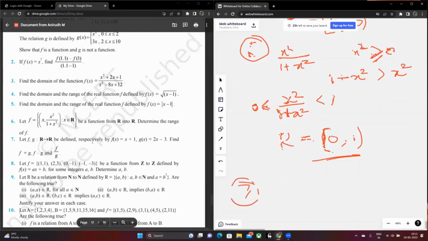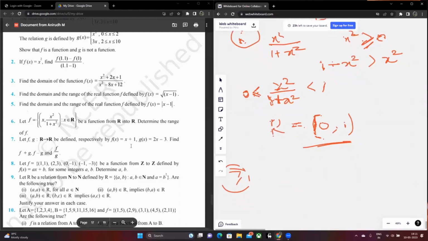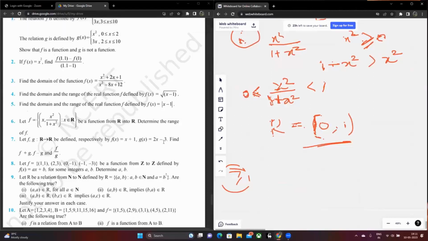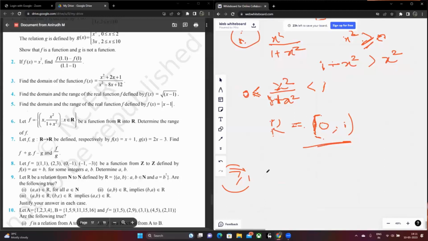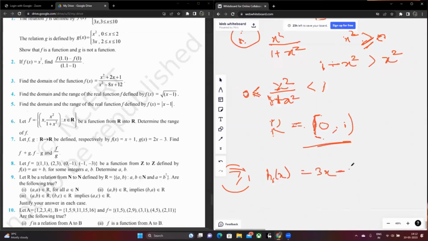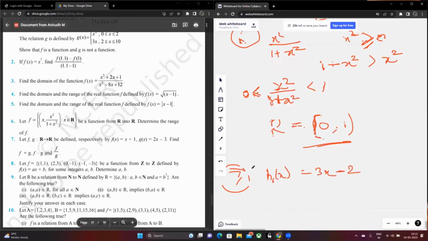f and g are defined by this. Find f plus g, f minus g, and f by g. So f plus g is basically adding these two functions: the x terms add, the constants add, which means f plus g, I'll write this as h1 of x, the first resultant, h of x equals 3x minus 2. Minus 3 plus 1 is minus 2.